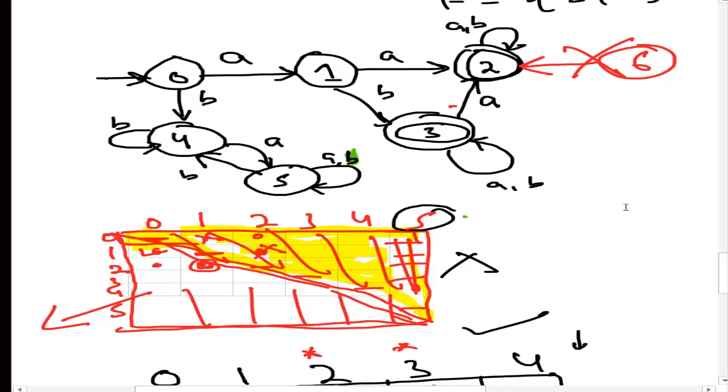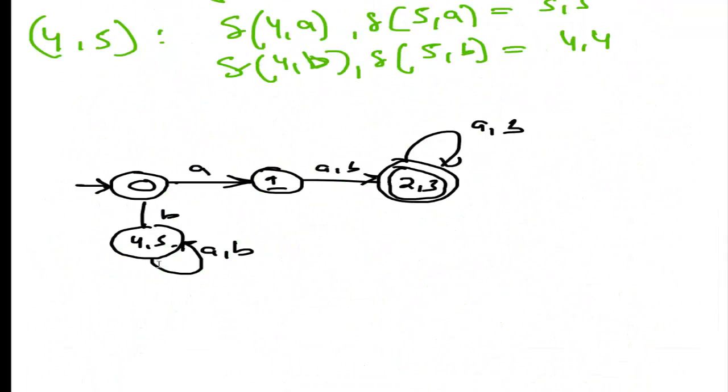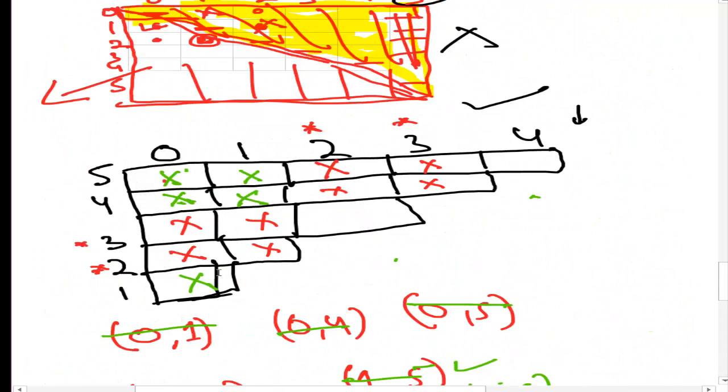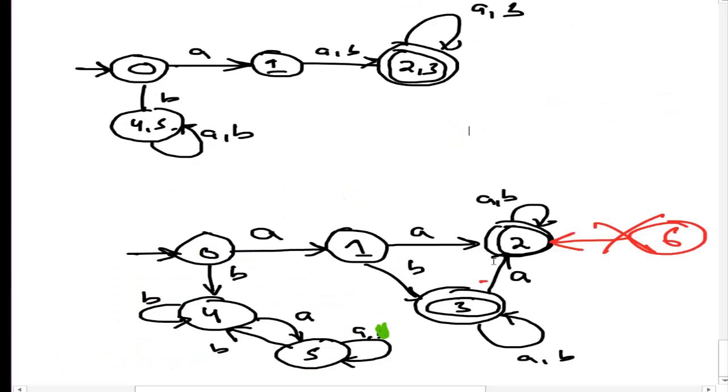I combined 2 3 and I combined 4 5. As you see in the original one, 2 and 3 were both final states, so we make the combined 2 3 a final state. Now 2 had A and B coming to itself, so that is what is happening here. 3 also has A and B coming to itself. And 1 on A goes to 2 and on B goes to 3, so we say on A and B, 1 goes to this state.